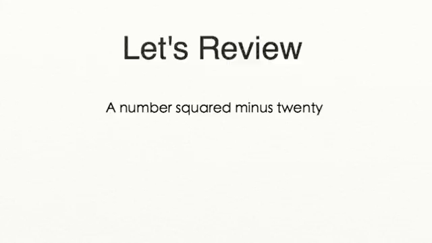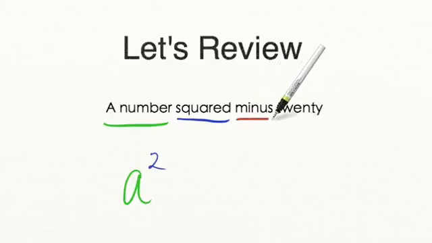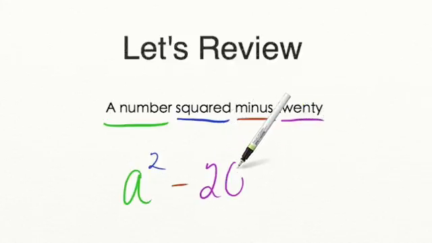So let's walk through one last problem together. We have a number, and it's an unknown number, so we're going to use the variable A. We know that we are squaring the number, so I'm going to write an exponent of 2. We know that we are subtracting, so I'm going to put a subtraction symbol here. And finally, to finish off our expression, we have the number 20. And there you go. You now know how to use a word sentence to write an expression.